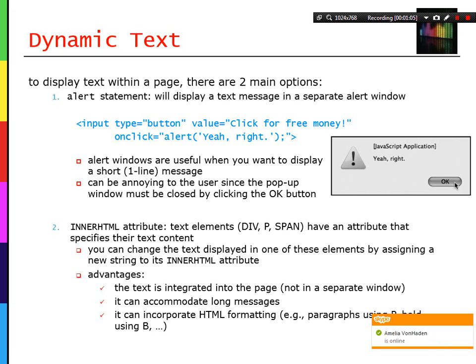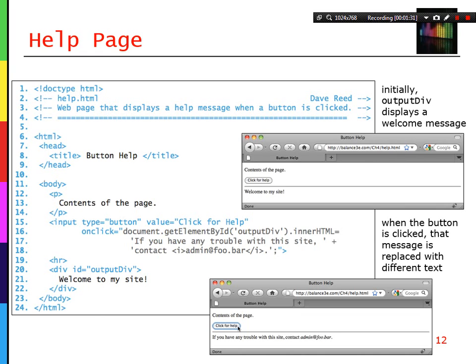Another way of doing it is using an innerHTML element. This would be a text element like a div, a span, a p. If you change the .innerHTML to this, you can actually modify the HTML as it sits on the web page. This means you can dynamically change the page based on some click of a JavaScript button or some other JavaScript call. An example of this is here.